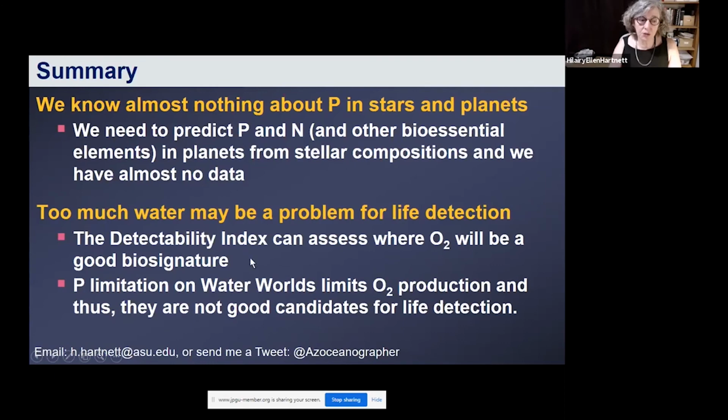Our group has determined a detectability index that can assess what types of planets oxygen will be a good biosignature. And we showed that phosphorus limitation on water worlds, planets with a lot more water than Earth, can cause oxygen production to be much lower. So even though the planet is habitable and could be inhabited, there's not enough phosphorus, and therefore the rate of oxygen production will be small enough that you could be confused by the production of oxygen from an abiotic process like photolysis.